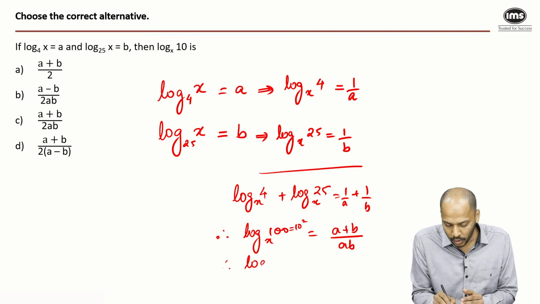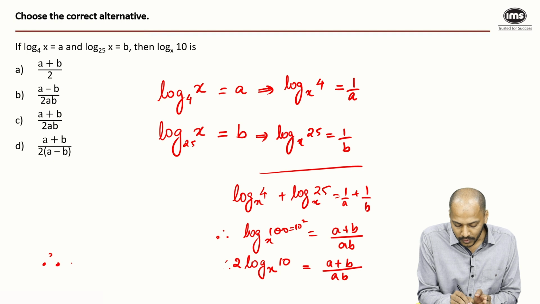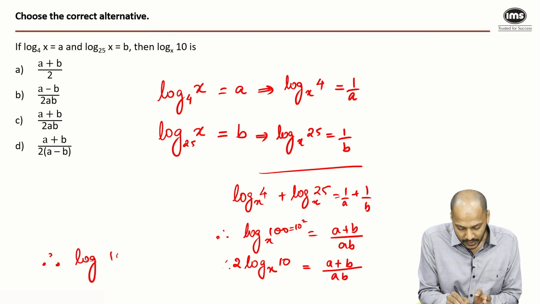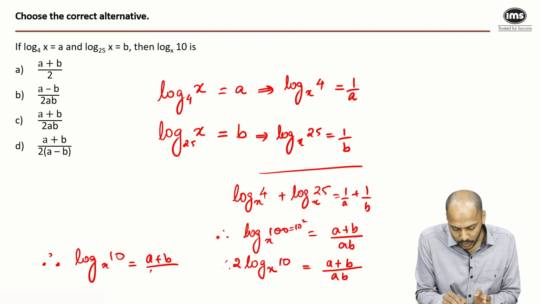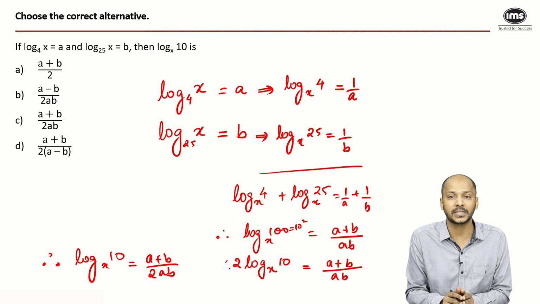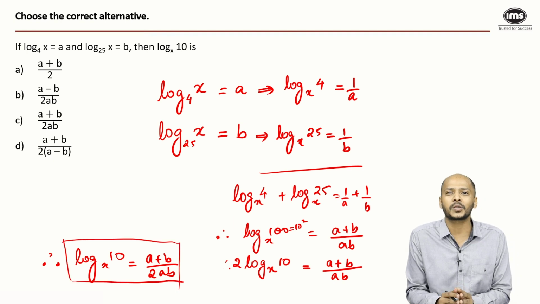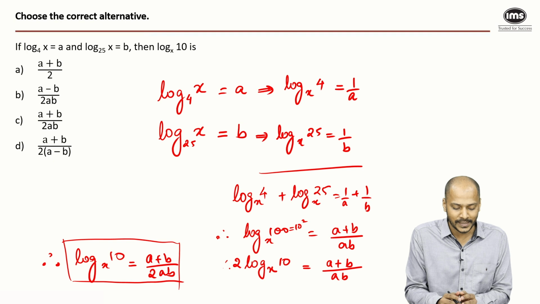So log of 10 to the base x would be equal to a plus b upon ab, and I'm sorry, there will be a 2 here. So log of 10 to the base x would simply be equal to a plus b upon 2ab, and that is option C, which has been provided to us. Therefore the answer to this question is option C.